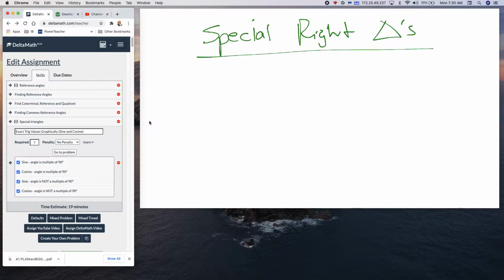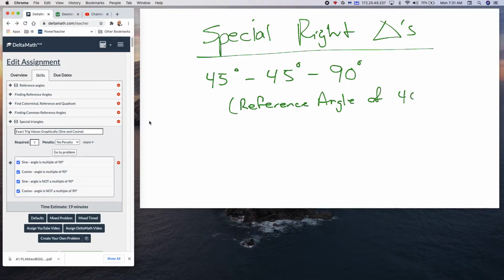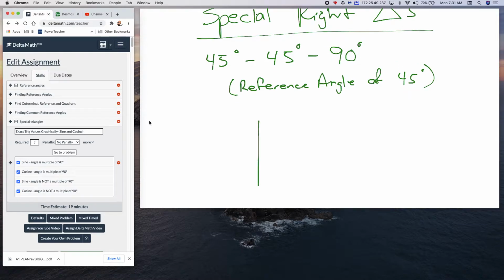They come from two different types of triangles. One is a triangle that has a 45-degree angle, another 45-degree angle, and a 90-degree angle. So 45, 45, 90. This is the one where we have a reference angle of 45 degrees. Here's what that picture looks like.